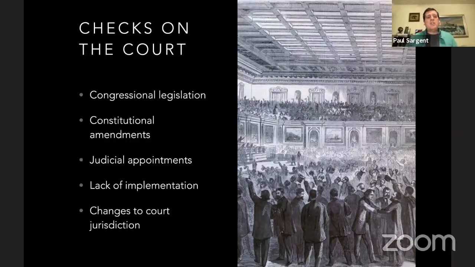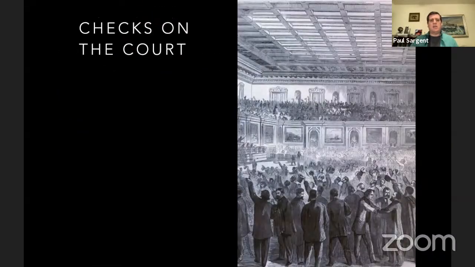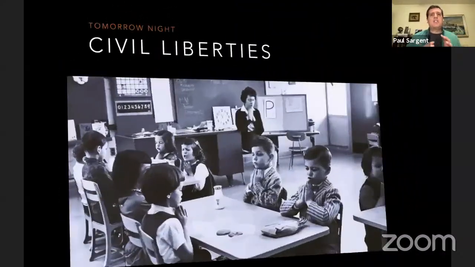And Congress can change court jurisdiction. This can work on a whole lot of different levels. Courts at lower levels, they can change what types of cases they hear. They can change what areas of cases they hear. They can create new courts. They can change the power of the court system through its jurisdiction.